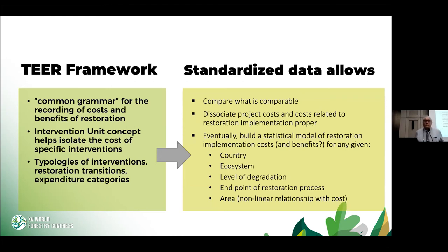The idea is to be able to compare what is comparable, to dissociate project cost from the cost of the related restoration implementation, which is not always the case when you are looking for data on cost and benefits in the context of projects. You have all the cost of the project, you have staff, you have a lot of things, and at the end, you don't know exactly what was really the cost of the restoration activity. And the idea also with the database is to be able to build a statistical model of restoration implementation cost for countries in different ecosystems, levels of degradation, et cetera. Next, please.